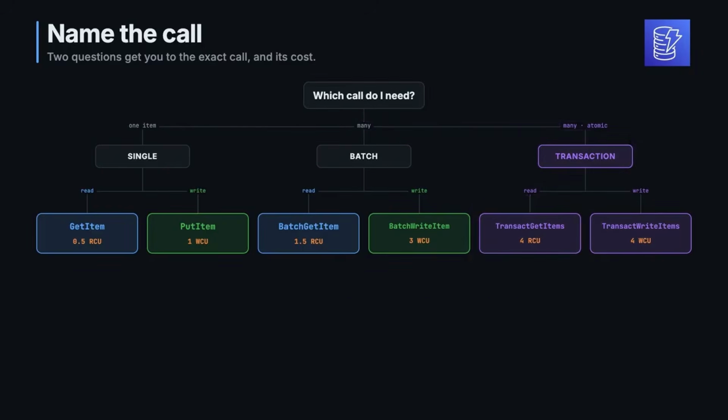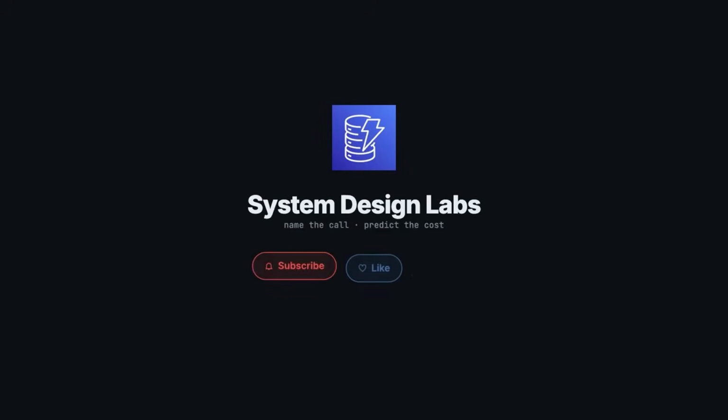The cost rides along with the call, so once you can name it, you can size it before you ever run it. That is the DynamoDB client API end to end on one small feed. Name the call, predict the cost, and you can reason about any operation before you ever run it.